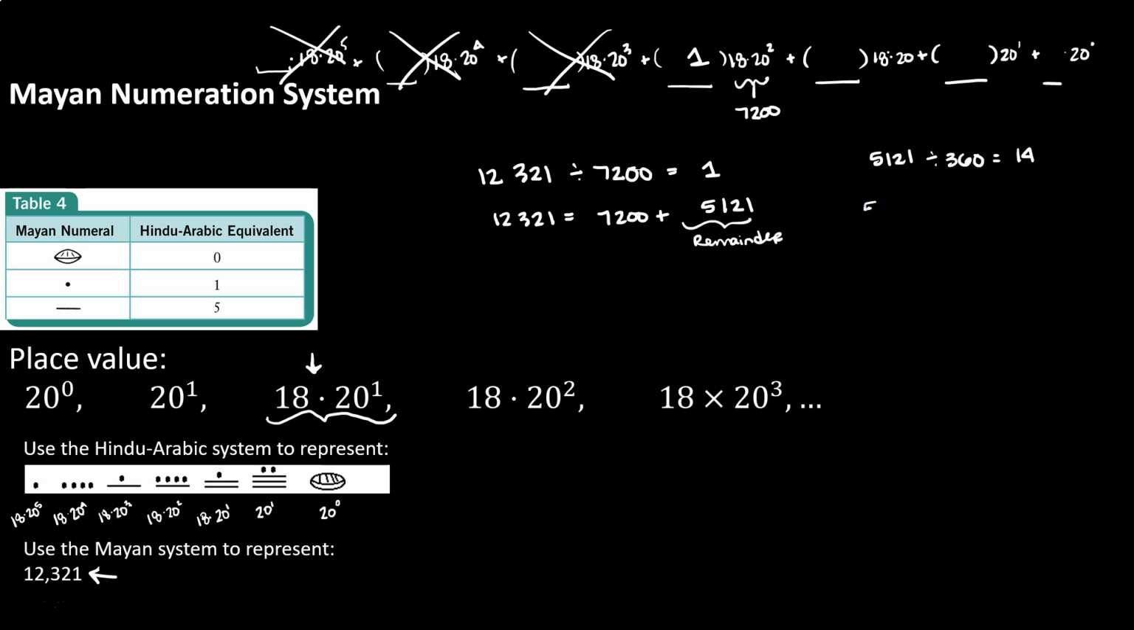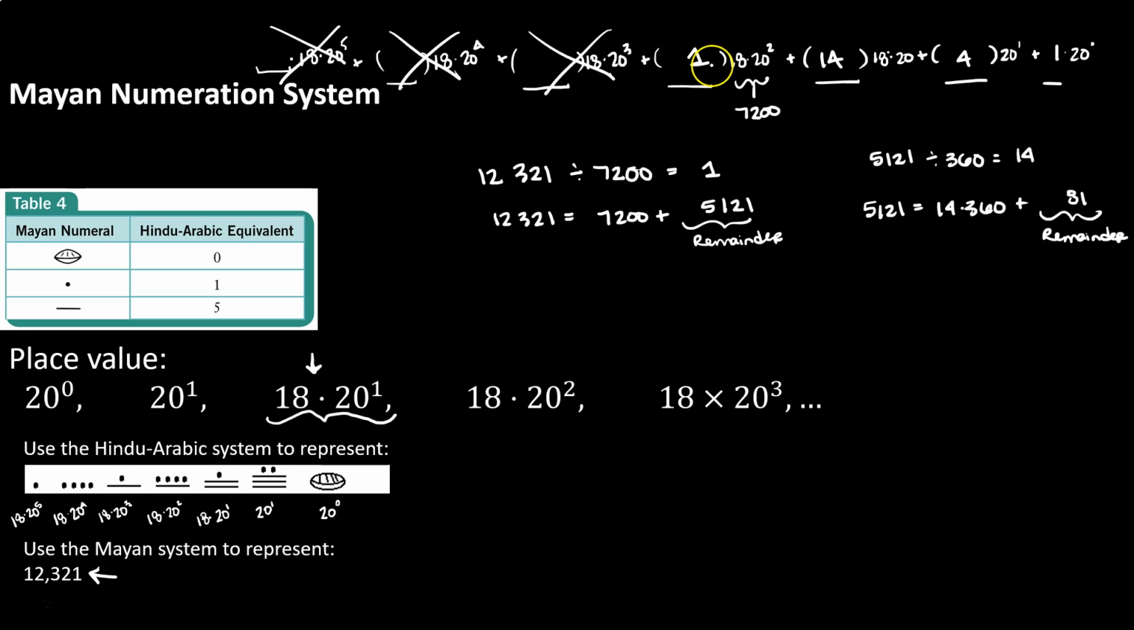So we can do 5,121 is equal to 14 times 360 plus some remainder. I could do the subtraction there, 5,121 minus the 14 times 360. I have an 81 remainder. Now, because we were able to remove 360 14 times, I'll put a 14 in that place value. And then moving down 20 to the first power, I'm looking at 81. So 81, I know that I can pull 20 out 4 times, because 20 times 4 is 80. And then in our last place value, we would only have 1 left, so I would put a 1 here.